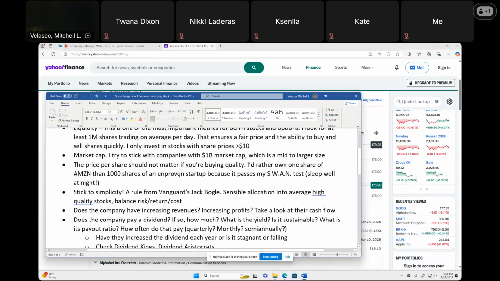Price per share should not matter if you're buying quality. And that's the nice thing about modern apps today, with Trade and Go and Robinhood.